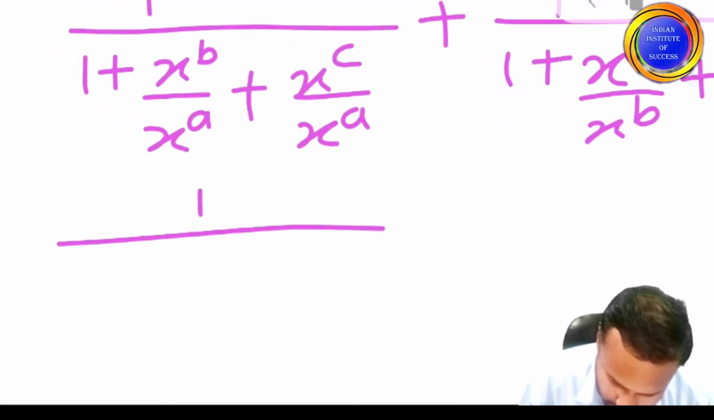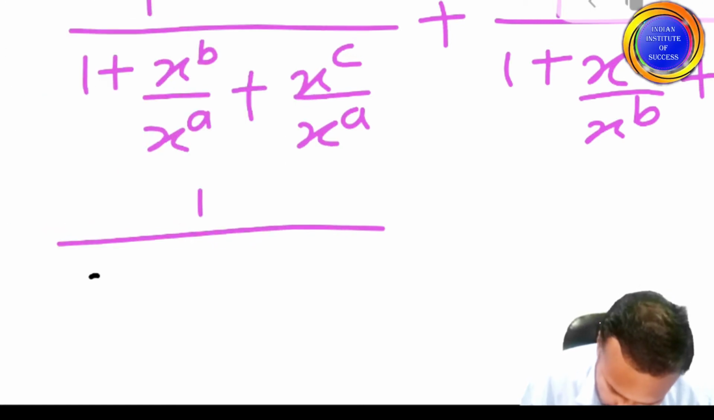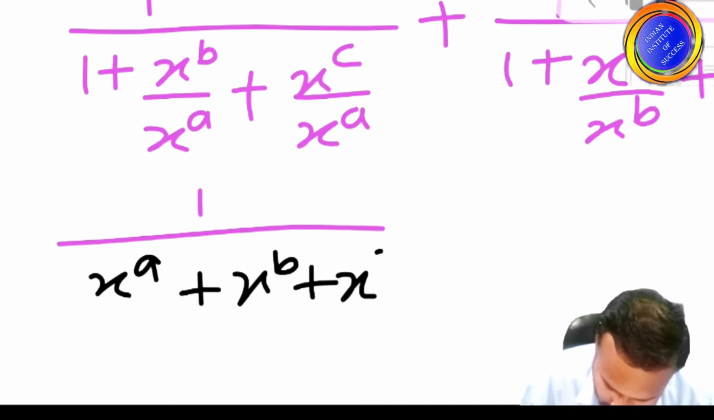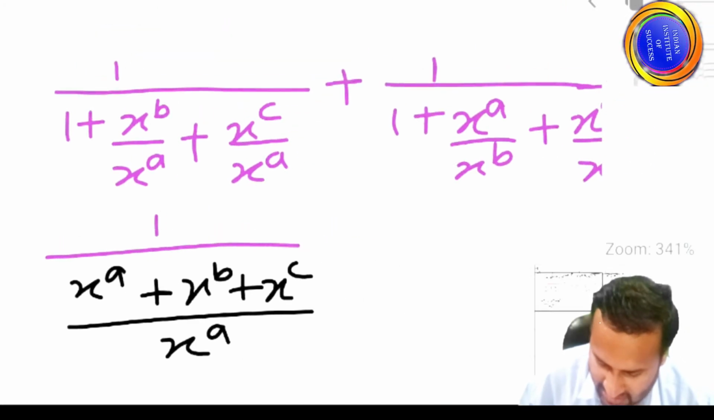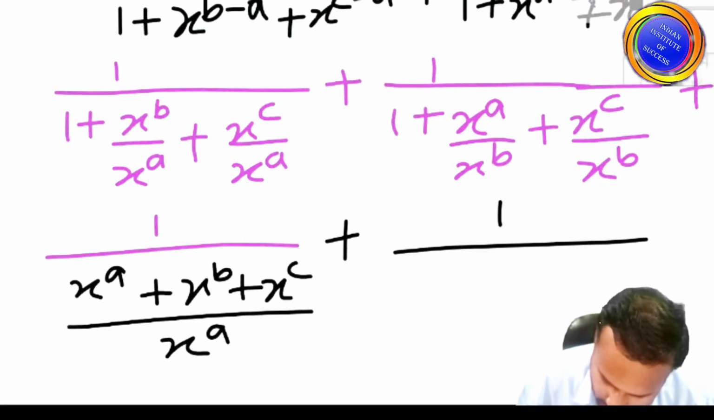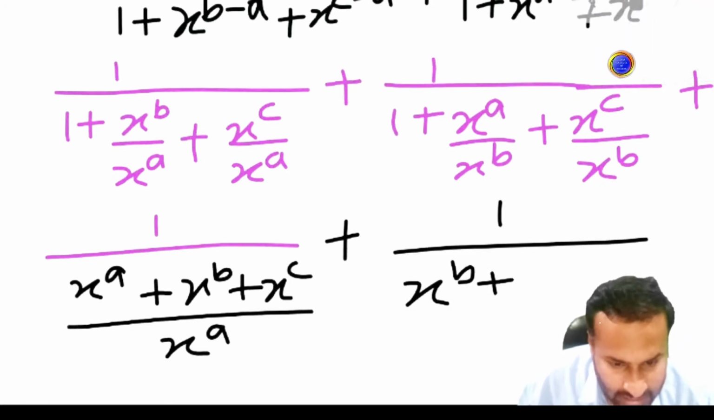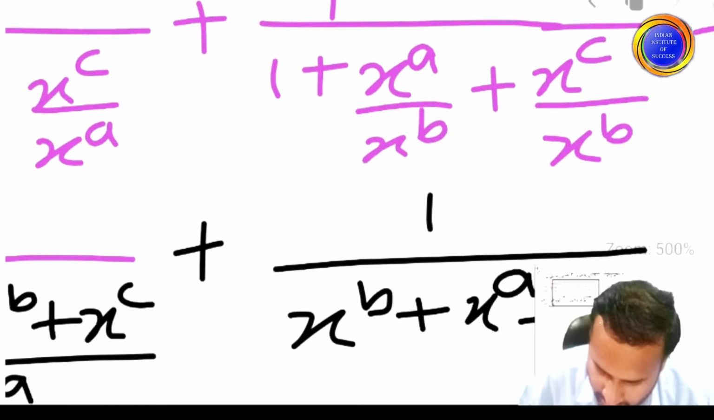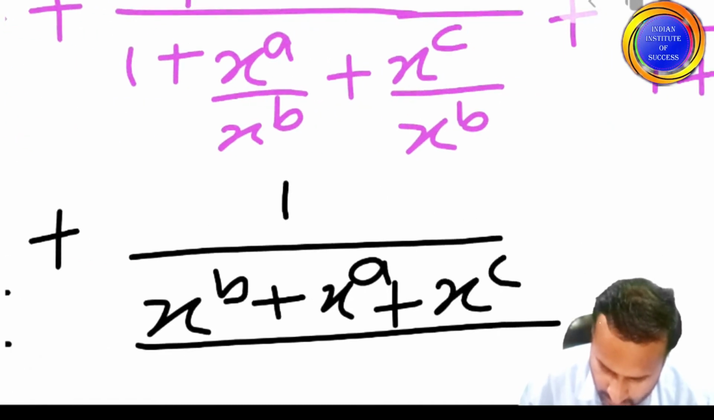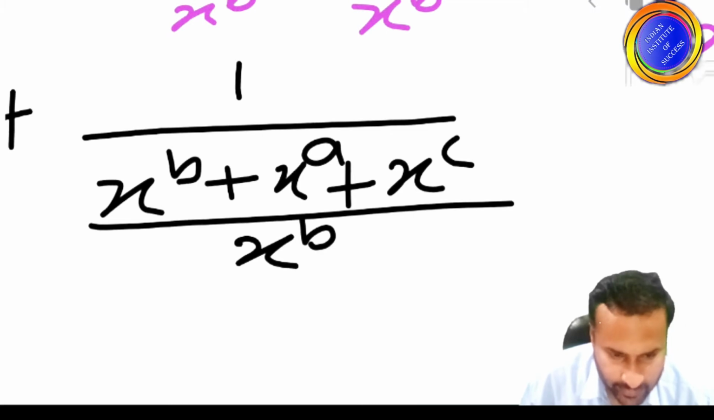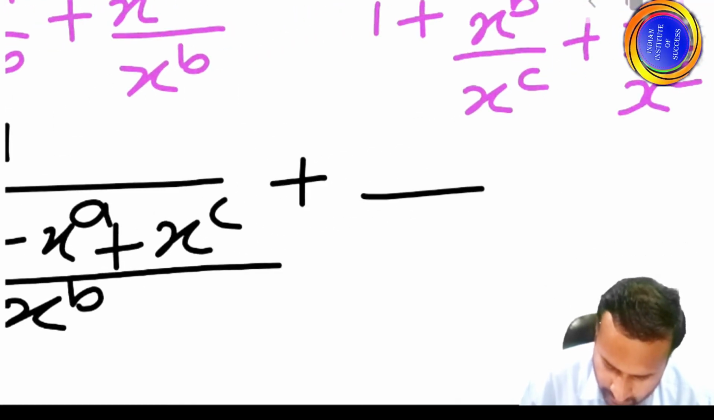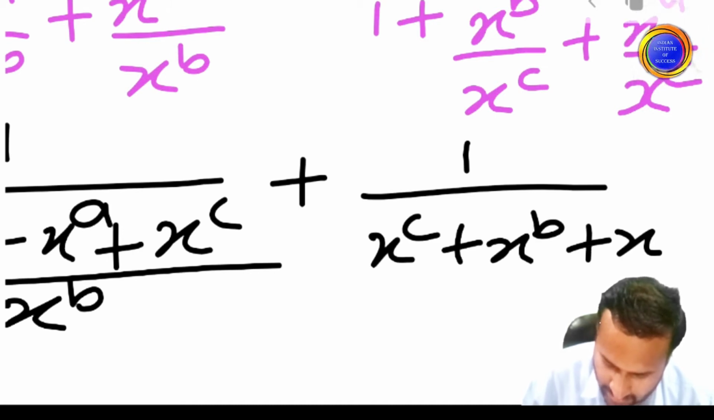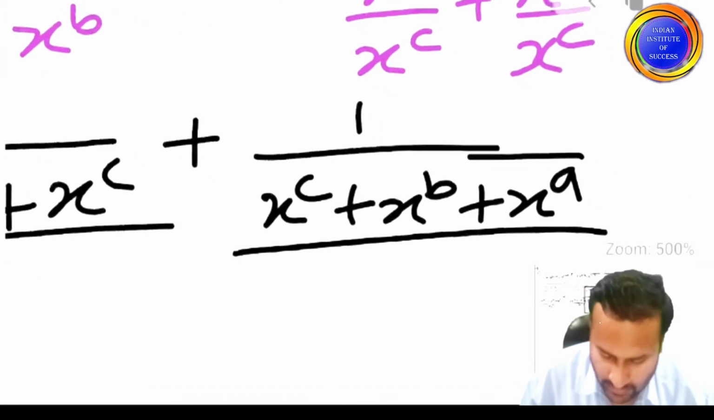I am just taking the LCM, so here it will become x raised to power a plus x raised to power b plus x raised to power c upon x raised to power a. Same here, x raised to power b, then x raised to power a, then x raised to power c, then x raised to power b, then once again 1 upon x raised to power c plus x raised to power b plus x raised to power a upon x raised to power c.